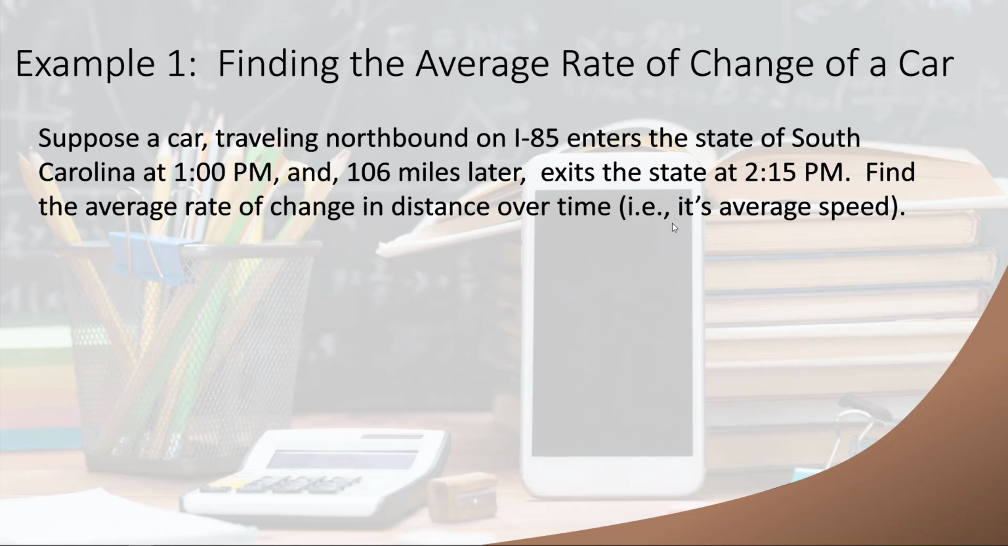Well, suppose that we have a car that's traveling northbound on I-85, and it enters South Carolina at 1 o'clock, and then 106 miles later, it leaves the state and goes into North Carolina at 2:15 p.m. And we want to find the average rate of change in distance over time, notice the vehicle speed. Now, first question: is this vehicle traveling at a constant rate? We don't know. All we know is that it got into the state at 1 o'clock, and it left the state at 2:15.